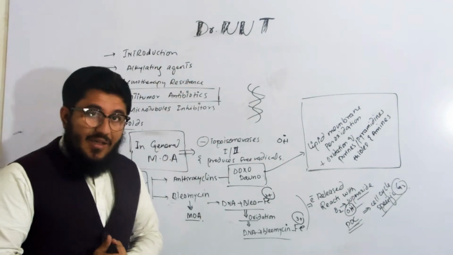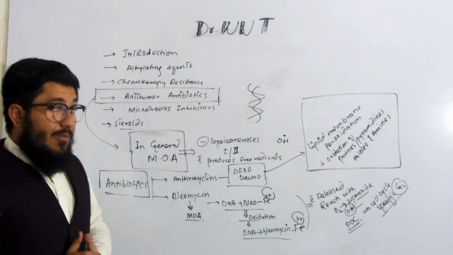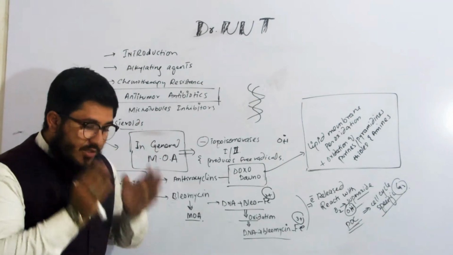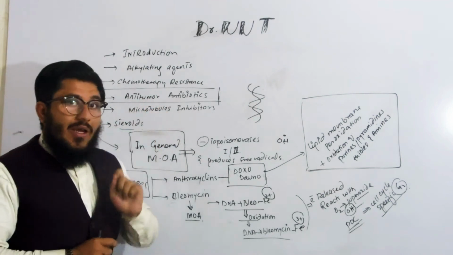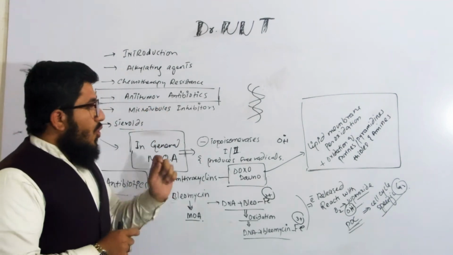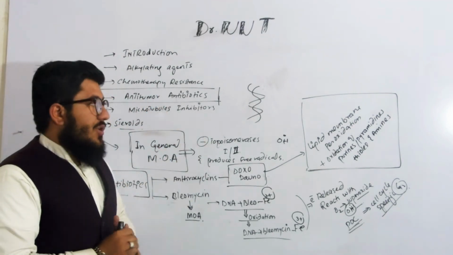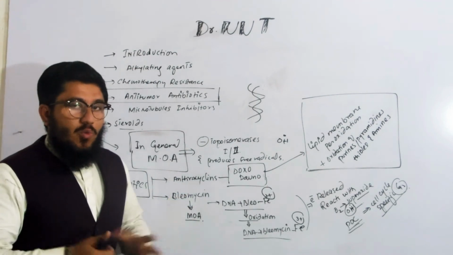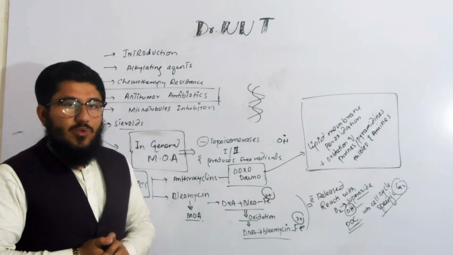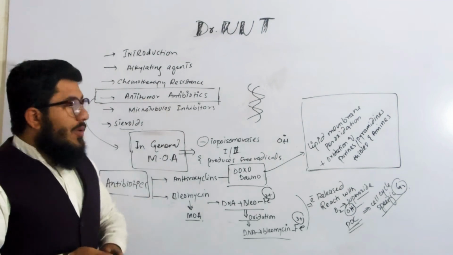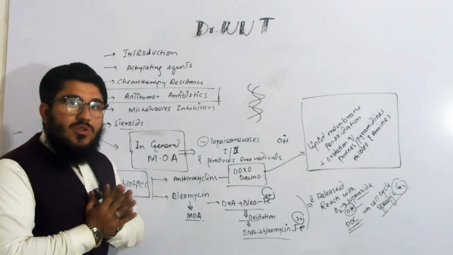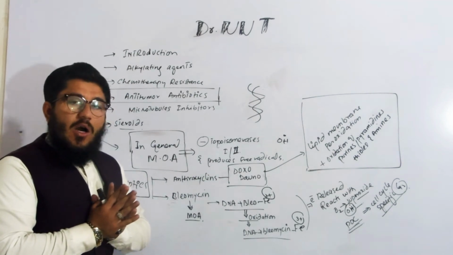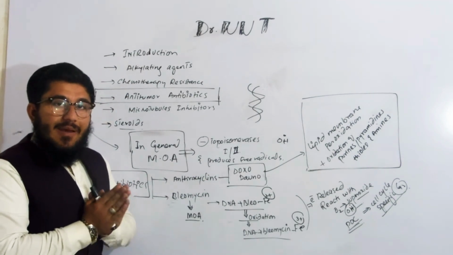Okay, so in the last videos we discussed both in English and Urdu the introduction, then we discussed the alkylating agents, then we discussed the chemotherapy resistance, and in this video we will discuss in English the anti-tumor antibiotics. For the Urdu version you can search us anywhere you want, Facebook or YouTube. So anti-tumor antibiotics: we have antibiotics that are used for the treatment of tumor.